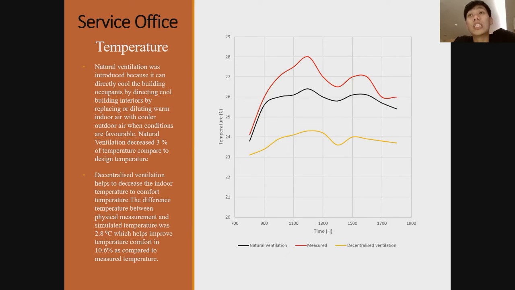However, the decentralized ventilation helped to decrease the indoor temperature. The difference in temperature between the physical measurement and the simulated temperature was 2.8 Celsius, which helped to improve the temperature comfort by 10.6% as compared to the measured temperature.